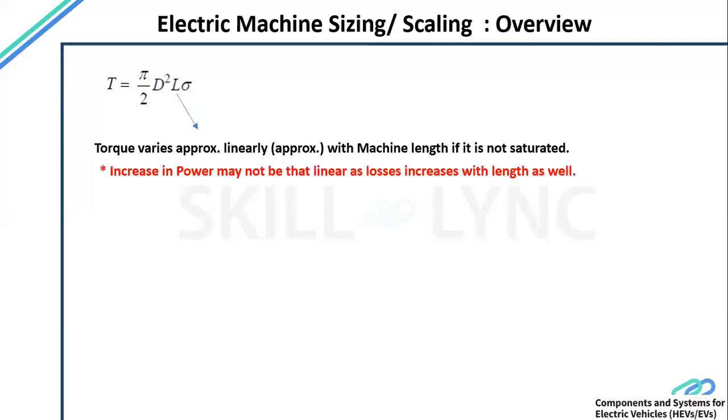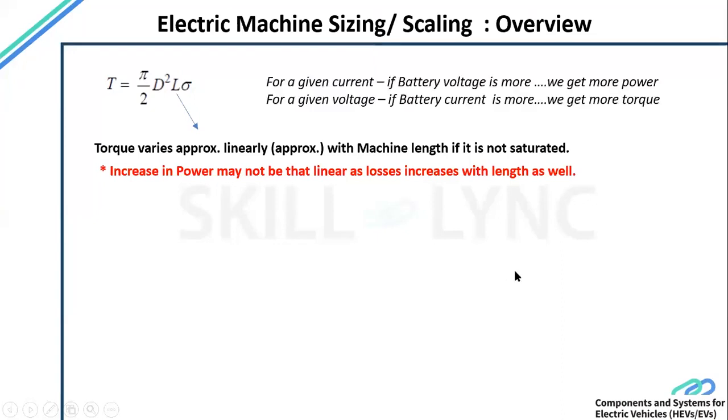But when we increase the length, power may not increase linearly. So we have to look at the losses and the efficiency as we keep increasing the length. And once we hit that limit, we have to look at what kind of current and voltage we have from the battery. More voltage is more power, more current is more torque. We have to strike a balance up to what limit we can give torque, and what kind of length and diameter we can play with.